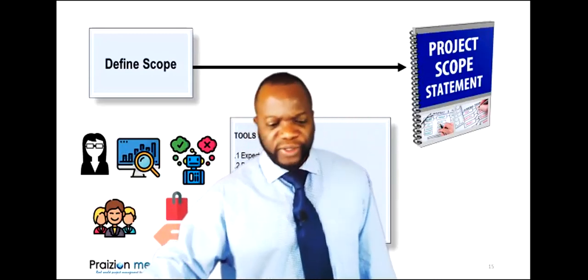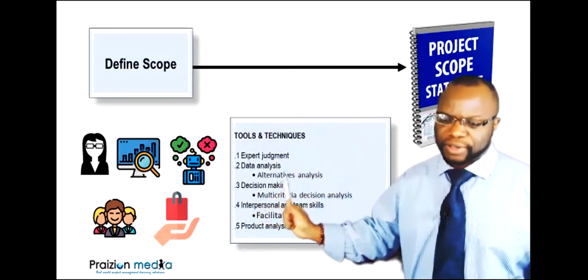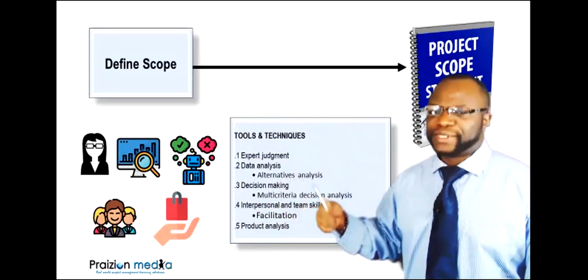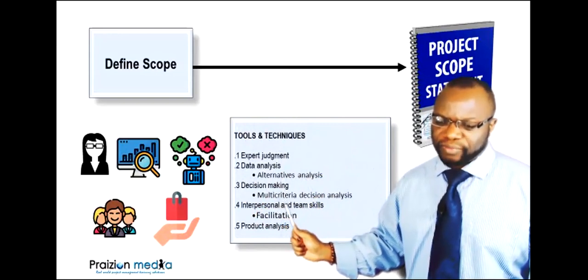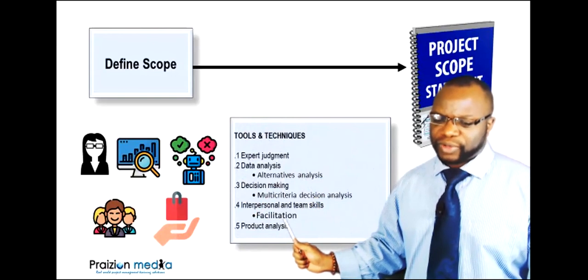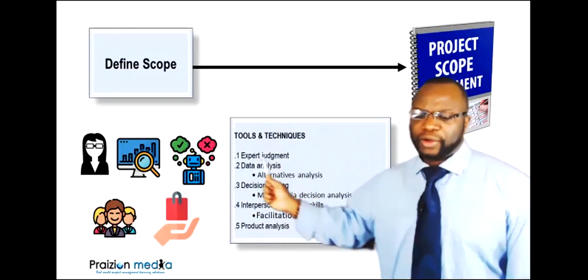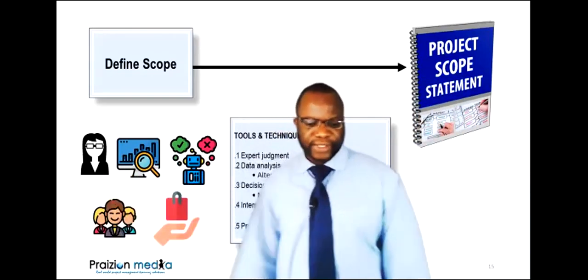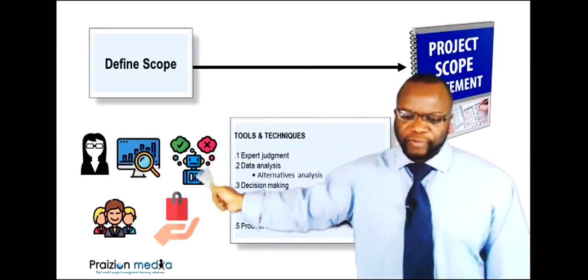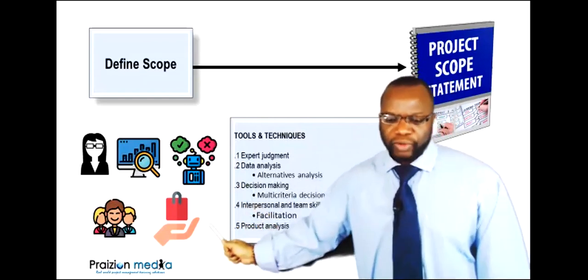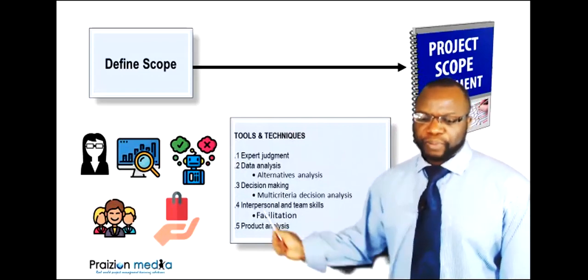So in define scope, if you take a look at the tools and techniques, they're very straightforward. We've got expert judgment, we've got data analysis. We're looking for alternatives for translating the requirements into a product. We've got MCDA, again. We've got facilitation. Everyone knows what that is at this point. But we've got something known as product analysis. And if you take a look at my images here, I've got the lady with the glasses. That's expert judgment. We've got data analysis. We've got alternatives. We've got decision making. We've got interpersonal and team skills, the smiley face there. And then we've got product analysis.